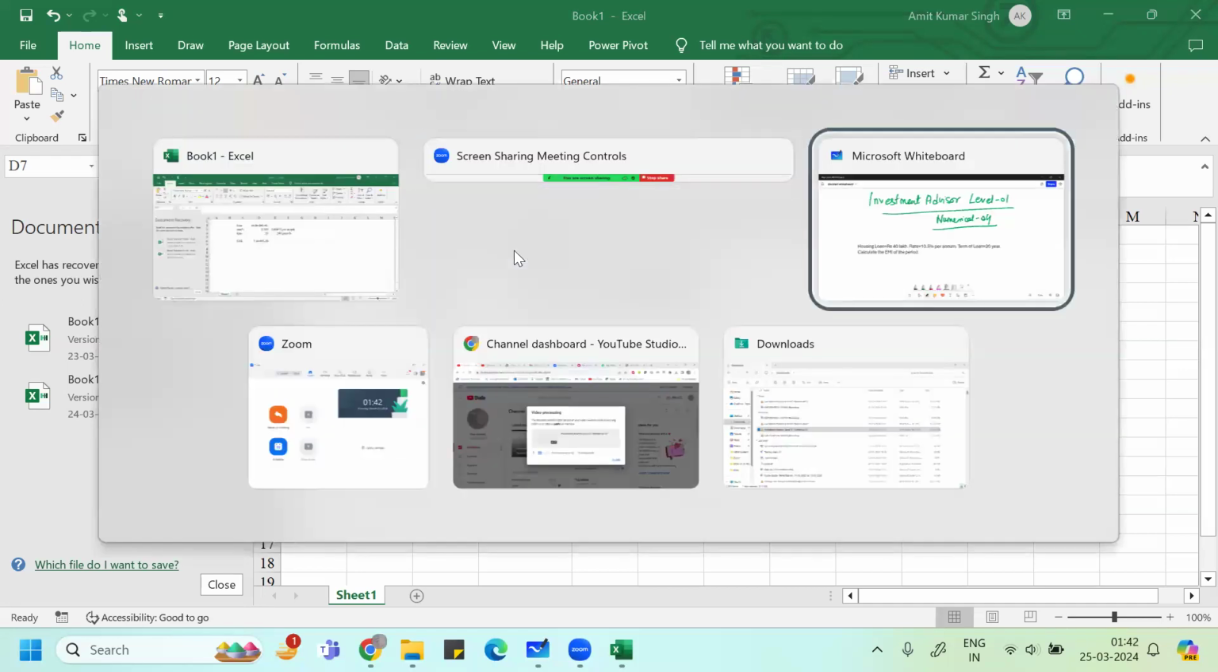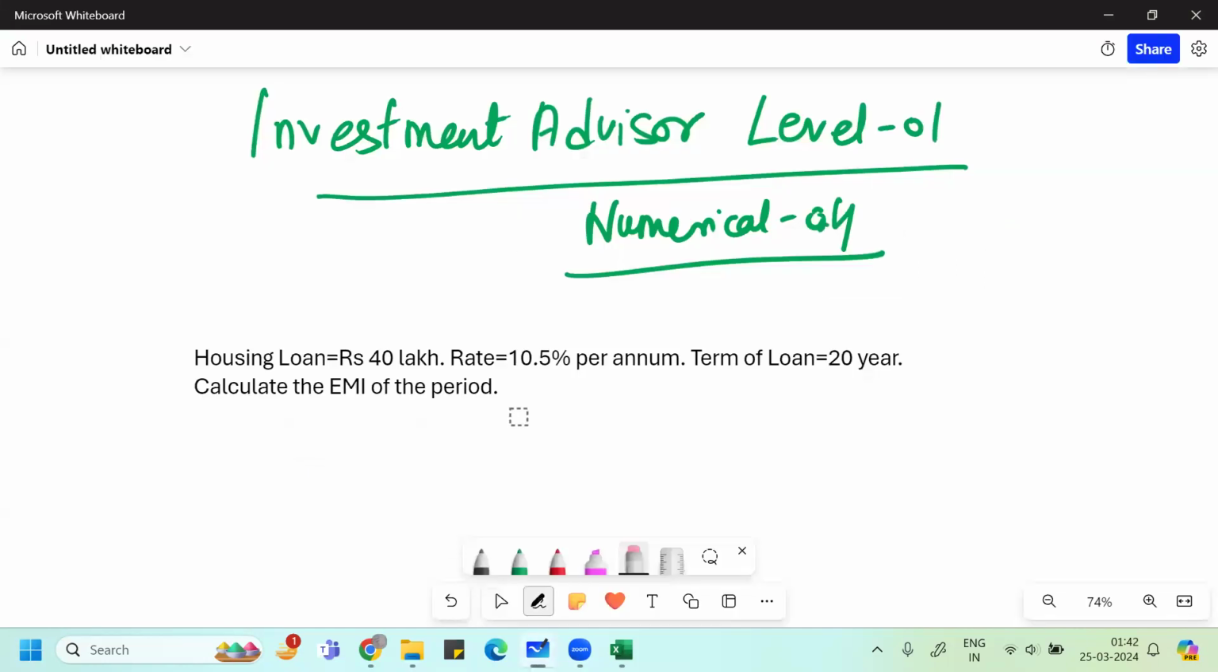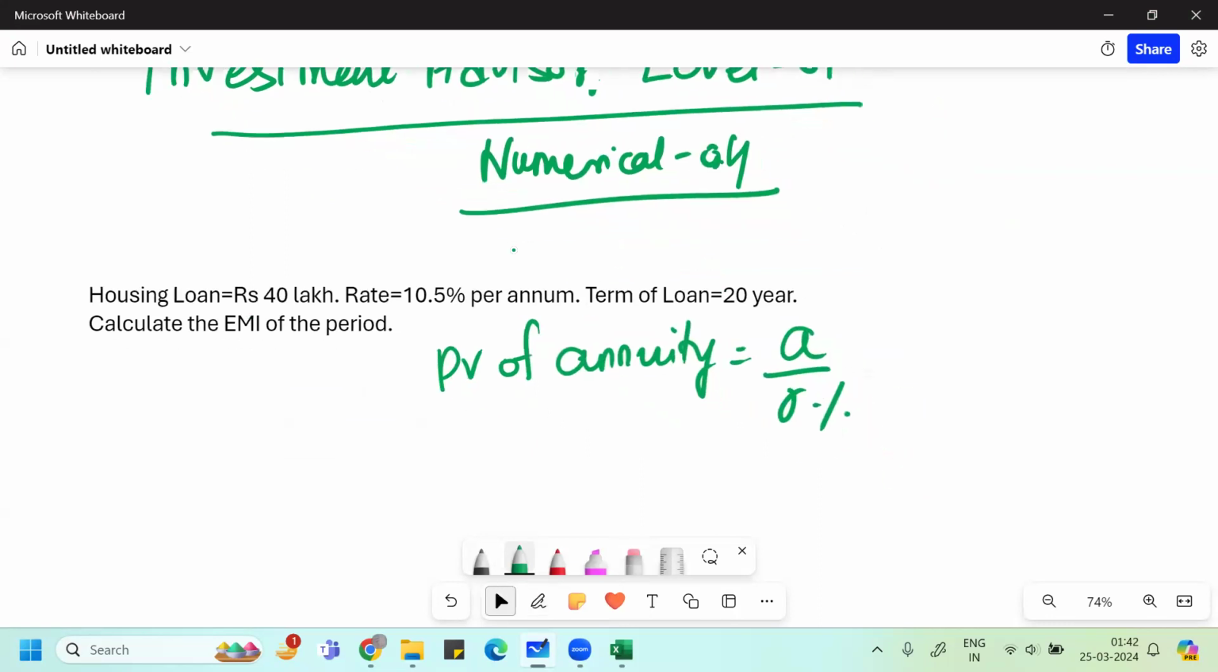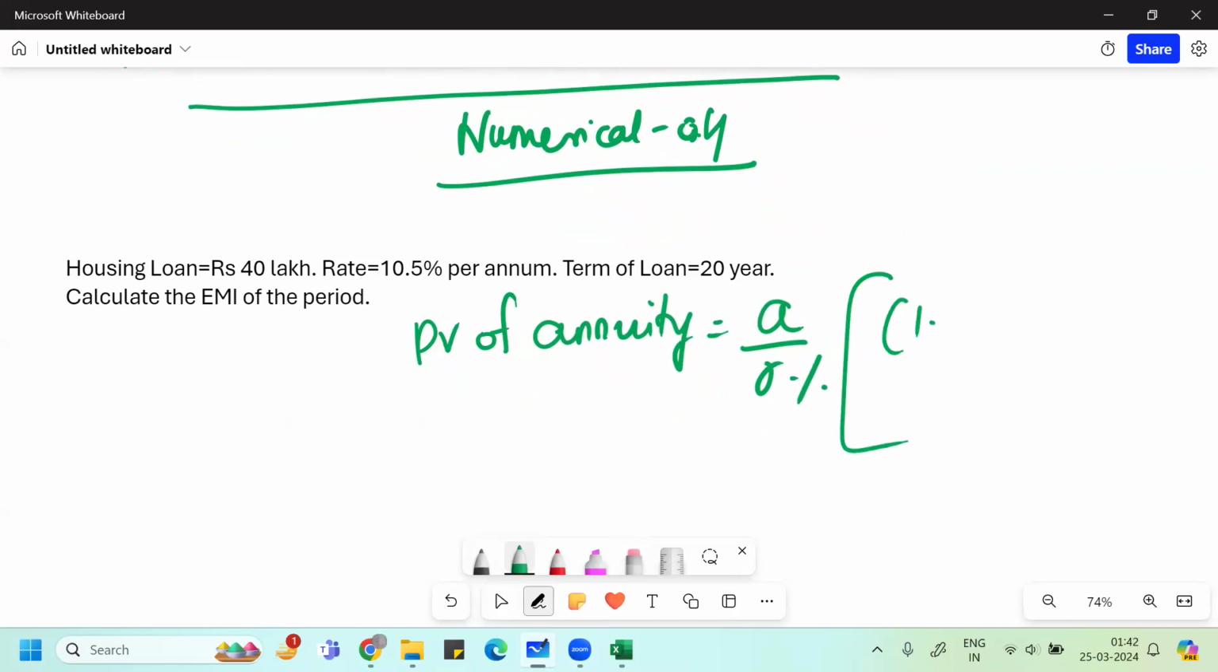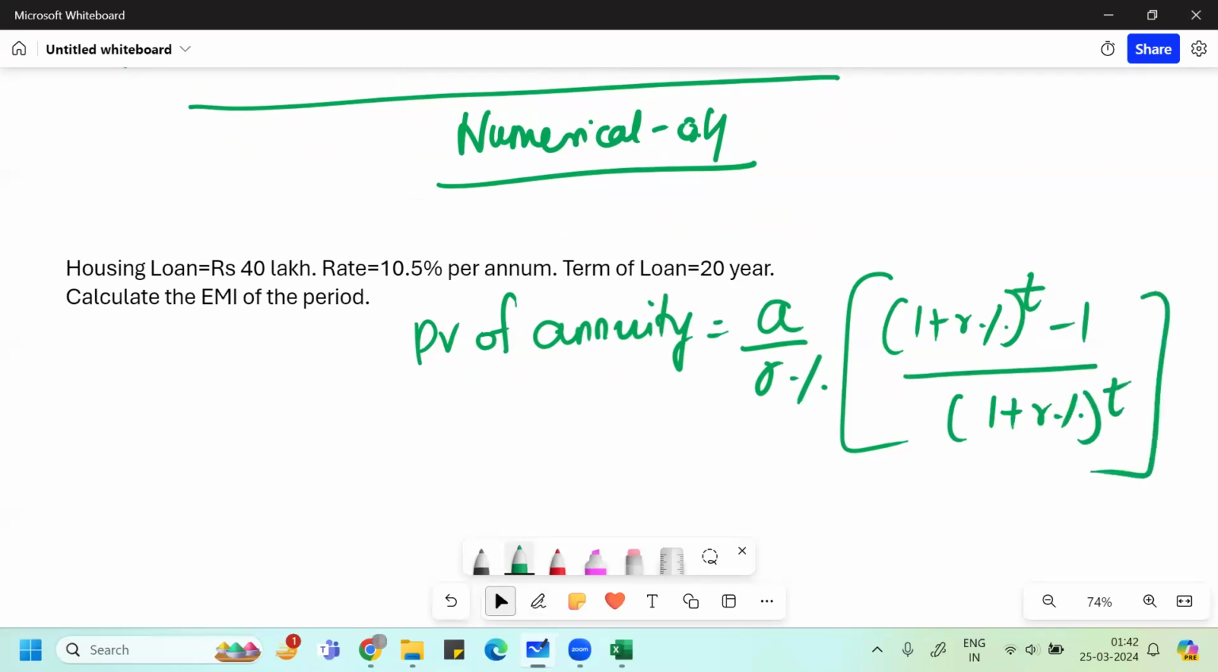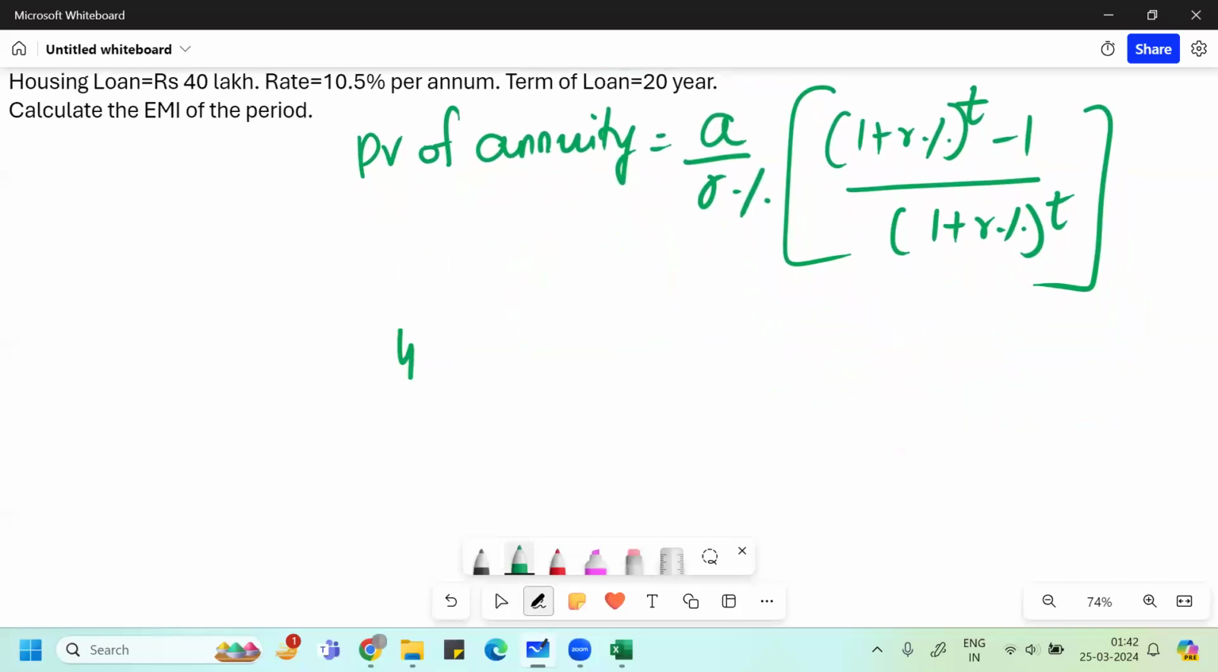Same thing if you want to do with notebook and pen, you have to use the present value of annuity formula. The formula is annuity divided by rate of interest, times (1 plus rate of interest to the power time minus 1) divided by (1 plus rate of interest to the power time). The present value of annuity would be your loan, 40 lakh rupees. The annuity is your EMI.